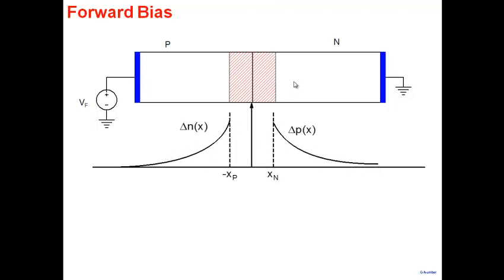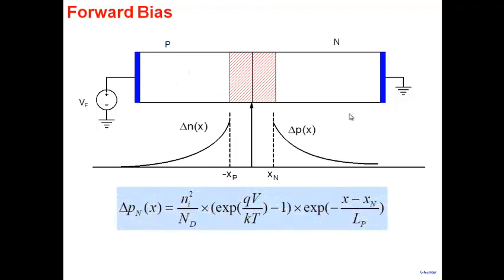But then note that this region is neutral. This region is neutral, right? Which means what? I have delta Px, excess holes here, but along with excess holes, what do I have? Excess electrons also. They're all there in this particular region. Similarly, I have excess electrons here, but along with that, I have excess holes also. And the overall region is neutral. But I have charge, okay? I have charge here.